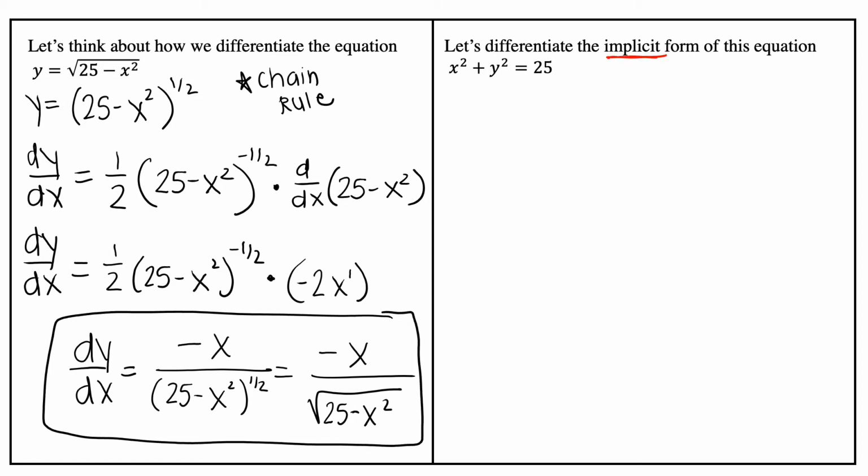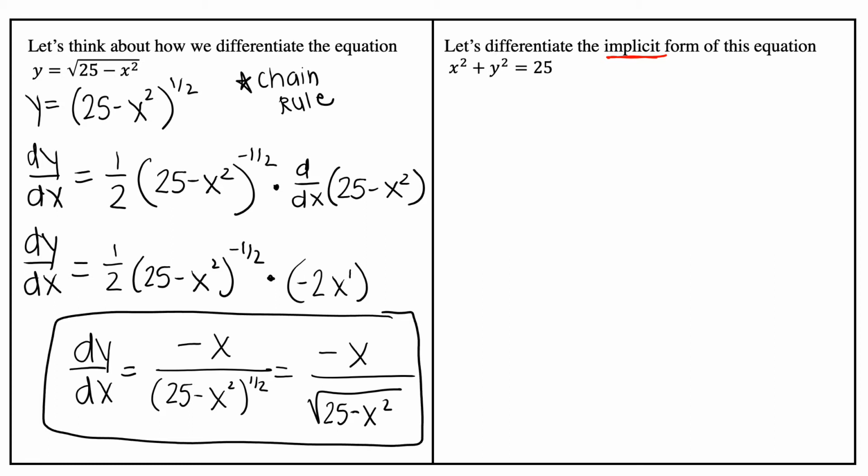Now we want to look at the implicit form of this equation. So here we have x squared plus y squared equals 25. Notice we've not explicitly solved for y, so this would be an implicit equation. When we go to take the derivative here, we're going to basically do what we've been doing this whole time. So we're going to take the derivative of each piece, starting with x squared. As we do this, we are going to continue to take the derivative with respect to x. So for our first term, we have x squared.